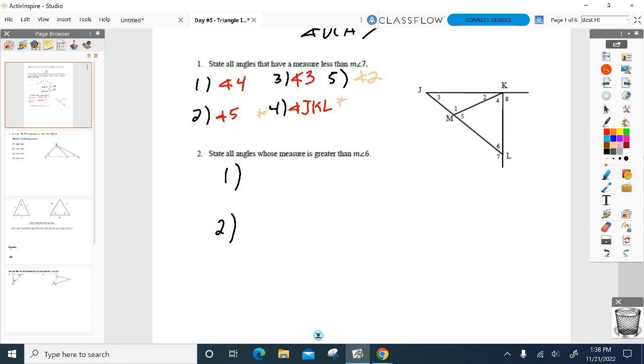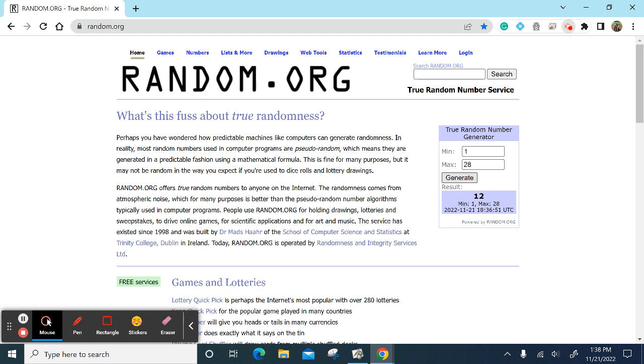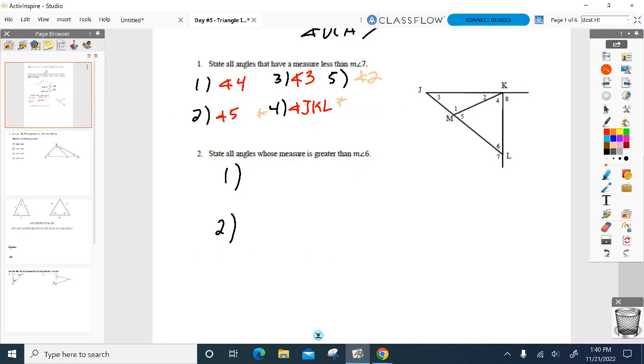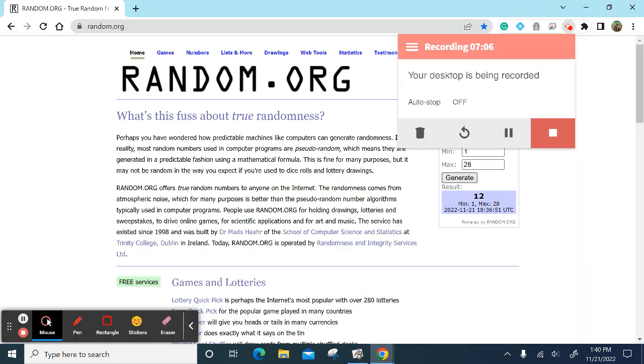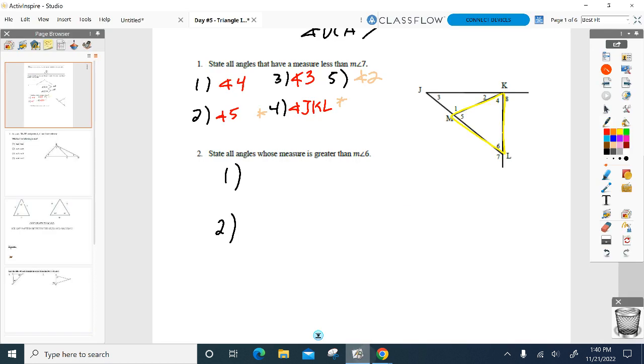Two angles bigger than 6. Let's first start. Angle 6 is an angle in triangle MKL, right? Can't say angle 7 because that's right next to it. Where's the other exterior angle up here that makes 6 a remote interior, other than 7, which we know we can't have? Where's the exterior angle to 6?